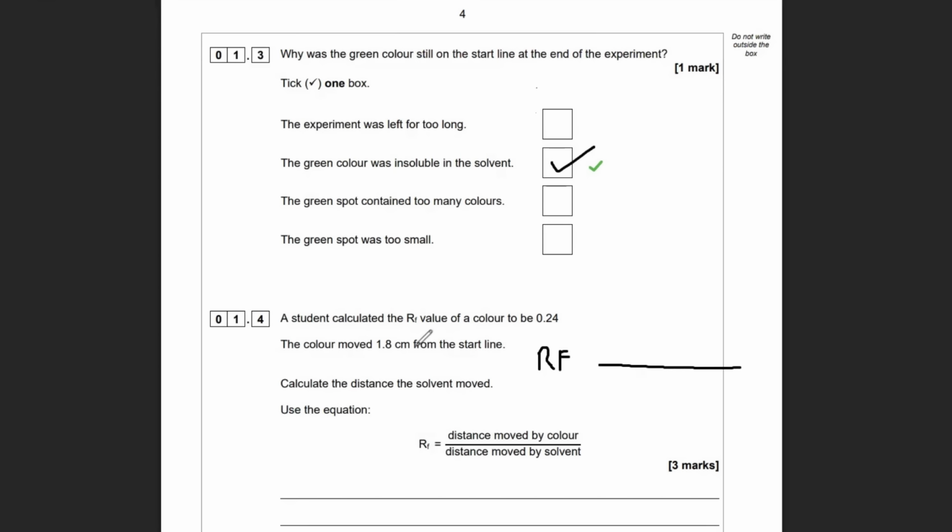Now, we've been told that the color moved 1.8 from the start line. Calculate the distance the solvent moved. So it's 1.8 divided by the distance moved by the solvent. Let's call that D. And the RF we've been told is 0.24. So let's rub that out and put 0.24. Now, I don't know if you're any good at rearranging equations, but I like to put triangles. If you know what's on the top of the dividing line, and we know it's 1.8, that goes at the top of your magic triangle.